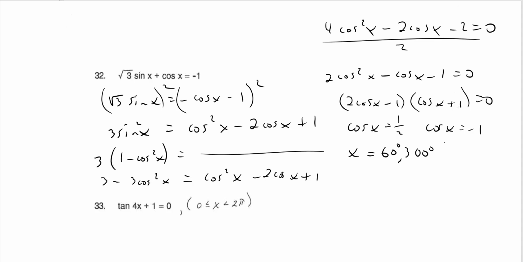And then this one is x equals 180 degrees. Now remember, math fans, whenever you square it, which we did right here, you got to check for extraneous solutions. So it turns out that the 60 does not work when you plug it back in and do the original problem. You got to do the original problem. So the answer is just 300 and 180. Okay? All right, let's keep going here.